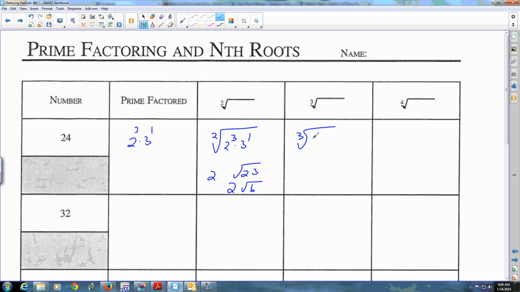Now a cube root of 24, 2 cubed times 3 to the first, 3 goes into 3 once. This exponent isn't big enough to do anything with, so it has to stay put. So it's 2 cube roots of 3. Fourth root of 24. None of the exponents are big enough, so it stays the fourth root of 24. Nothing will come out of it.